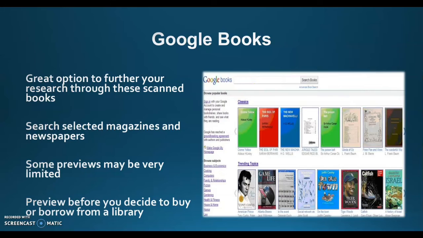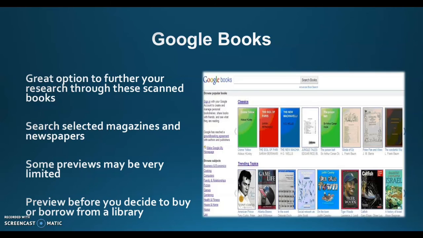So Google Books is a great option, especially to further your research. I know we all like to go to the library and check out books, or do an interlibrary loan, but this way you can do this from home and look through all the scanned books or whatever you want to look at in Google Books, and then you can save them and add them to your library. And if it is a book that you're interested in and you want the physical copy, write the name down and do an interlibrary loan. You can also search those selected magazines and newspaper articles that are scanned in.